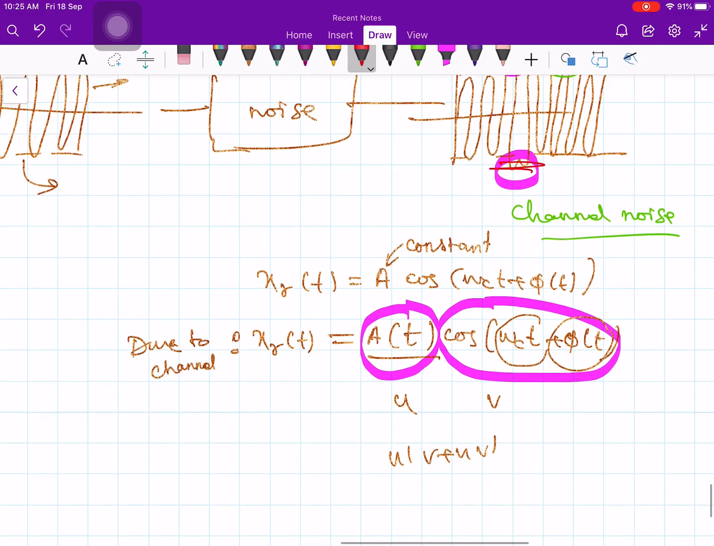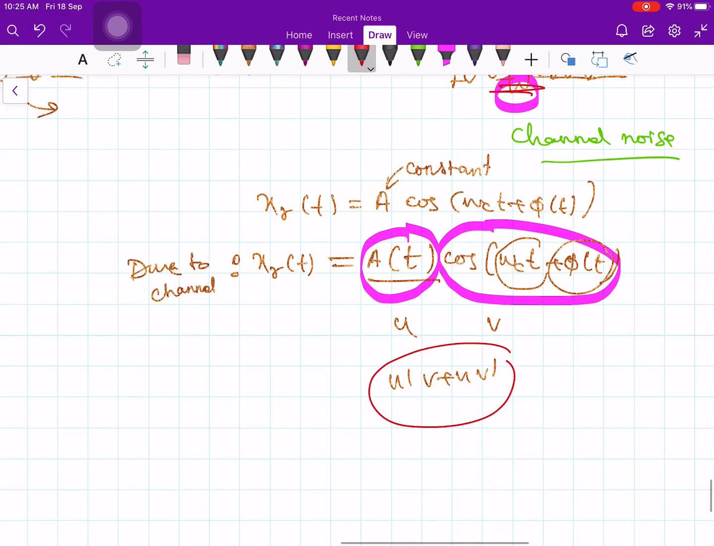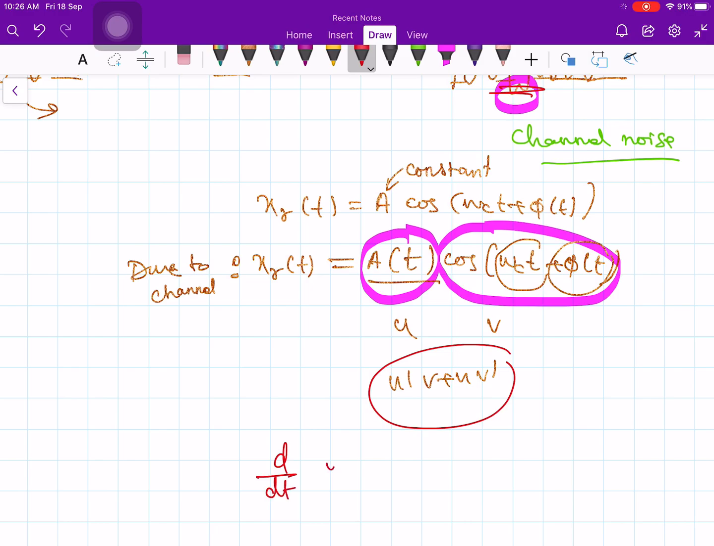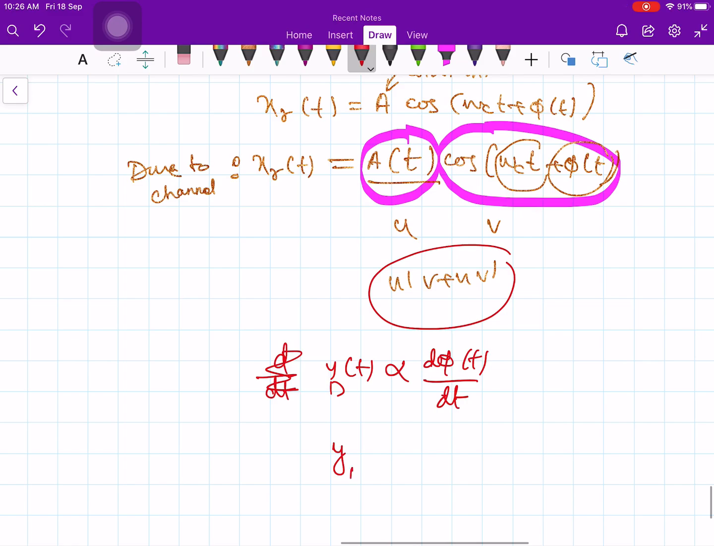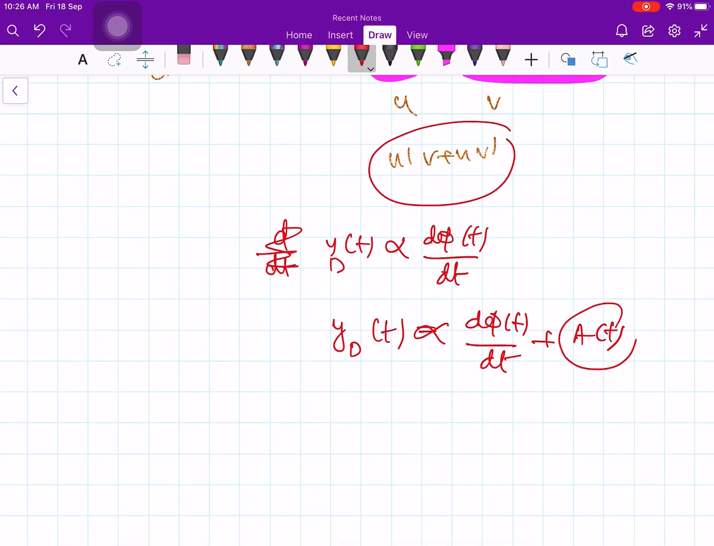If it is not of constant amplitude, we will have an output yd of t, which will depend not only on d phi by dt, but also on the time varying a. That's why I put u dash v plus u v dash. Originally, yd of t is proportional to d phi of t by dt. Now if the input frequency modulated signal is changing in amplitude also, then it is going to be proportional to d phi of t by dt plus some a of t also. This comes from the variations of the amplitude. If the input signal amplitude varies, those variations will also produce an output. Therefore, there will be a component because of this a of t.